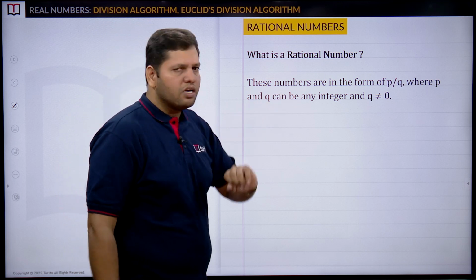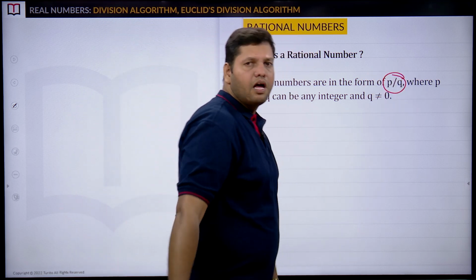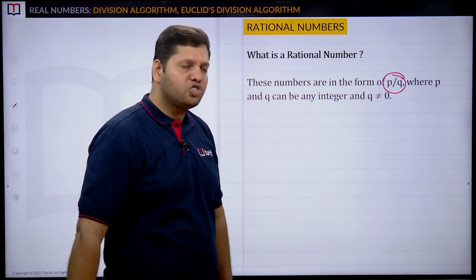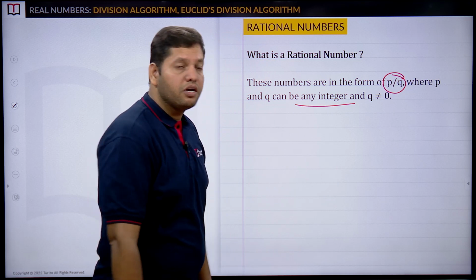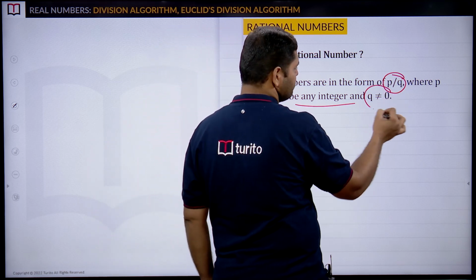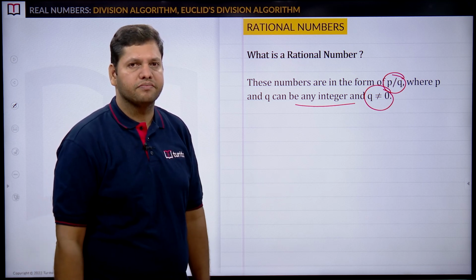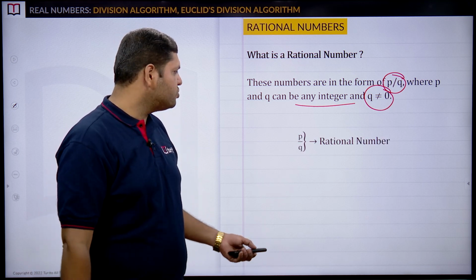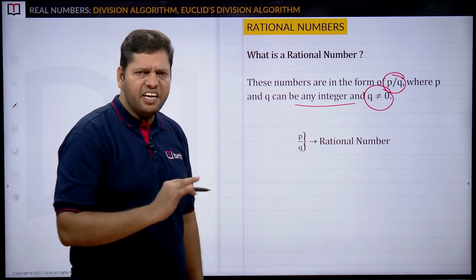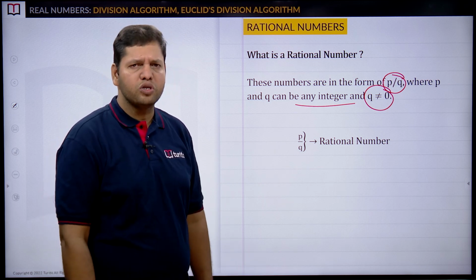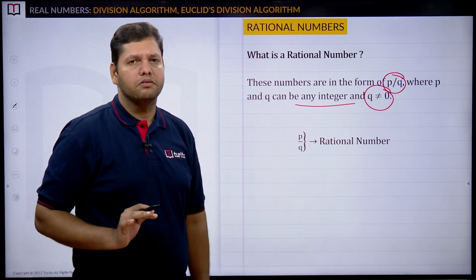Once you have the definition, children: these numbers are in the form of P by Q, where P and Q are both integers, and one more condition, Q is not equal to 0. Then those numbers we can call rational numbers. See, it is called a rational number, in P by Q form. P is any integer, Q is also any integer, but Q should be a non-zero integer. So that condition you have to remember.